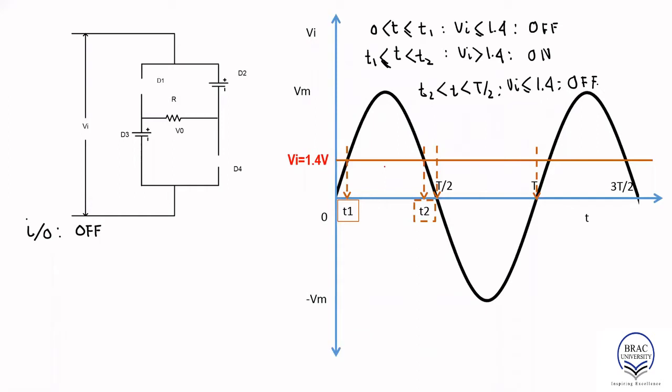And we found out that for any range of voltage above this dotted line, above this Vi equal to 1.4 line, the diode is on. And for the range of input signal below this Vi equal to 1.4 line, the diode is off. So this line gives us the boundary between the on state of the diode and the off state of the diode.